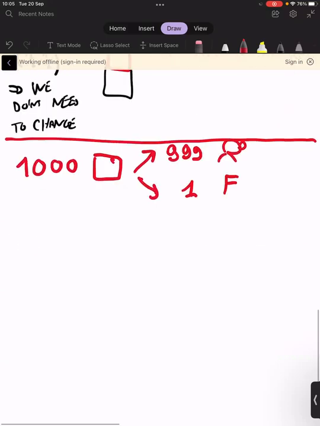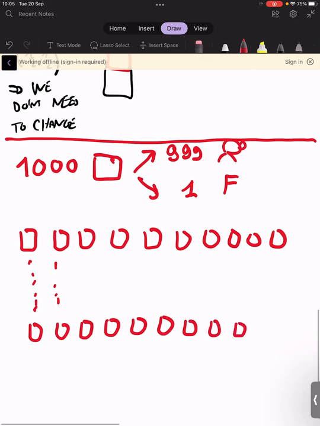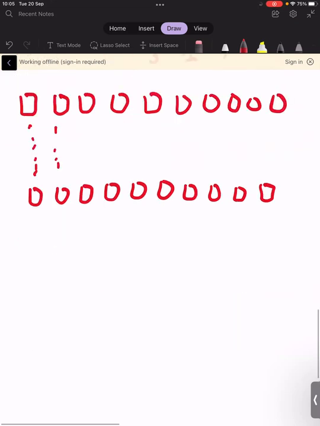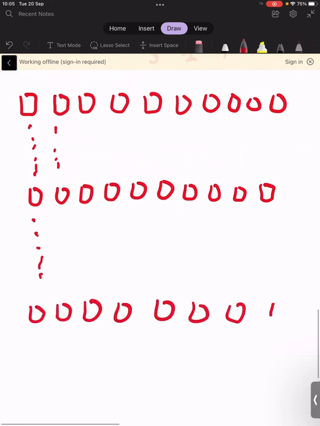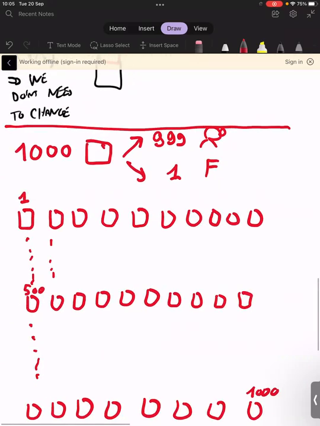Then I will draw the doors quickly. One, two, three... up to 10... 500... 981 until 1,000. This is 1,000. This is 500. This is one. So, he arrives, he chooses any door, but by symmetry, we'll say that he chooses the first door.